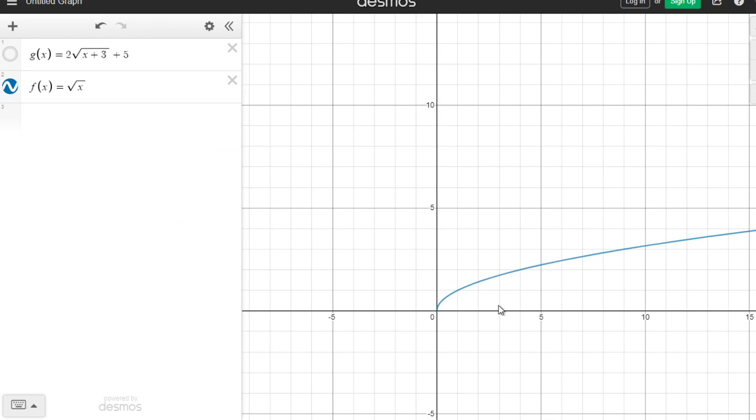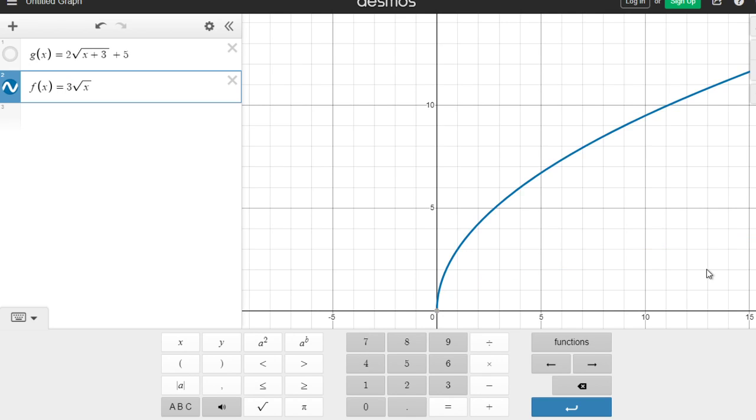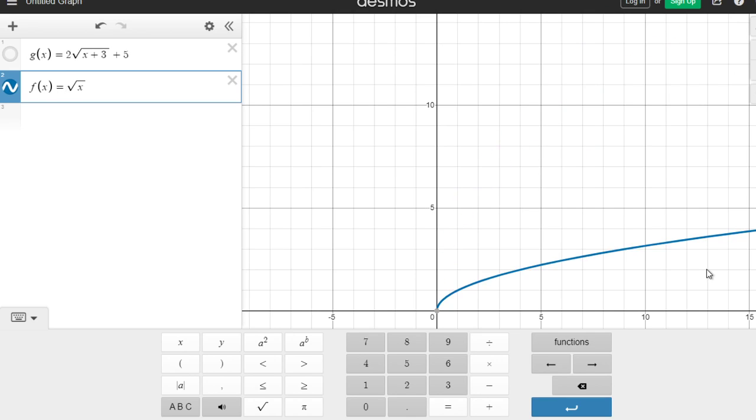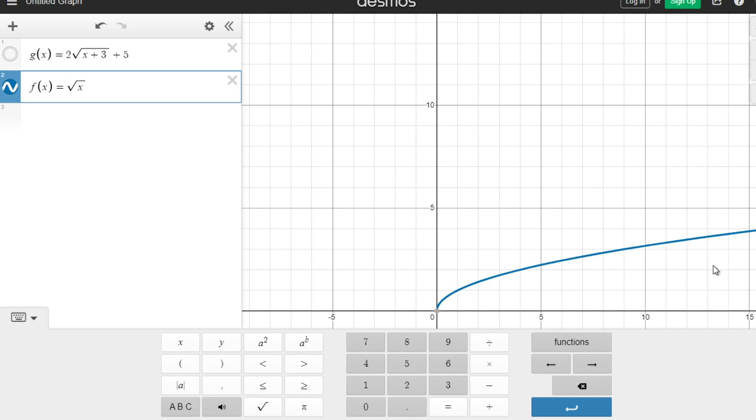So here I have our parent function already graphed on Desmos. So I want to start by looking at that a value. And I'm just going to put in numbers and watch what happens to the graph. Alright, if I put in a 3, 5, 4, 1/2, 1/3, 1/8. So do you see how it's basically the same shape?